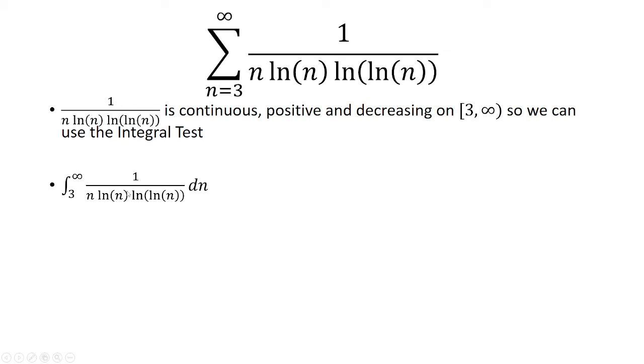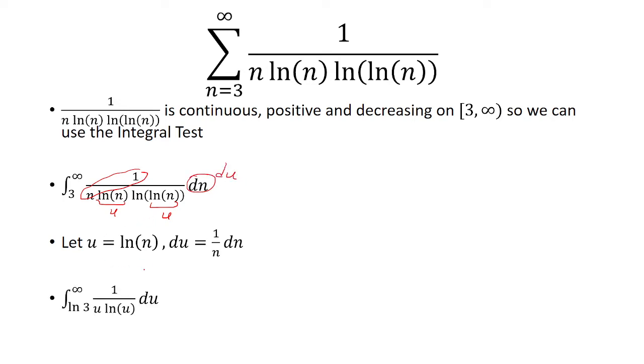Now, in order to evaluate this integral, we should do a u substitution. So we're going to let u equal ln of n. And so du is 1 over n dn. So this right here is u, and so is this. Now, 1 over n and dn is going to be replaced with du. So we should have 1 over u times ln of u du.